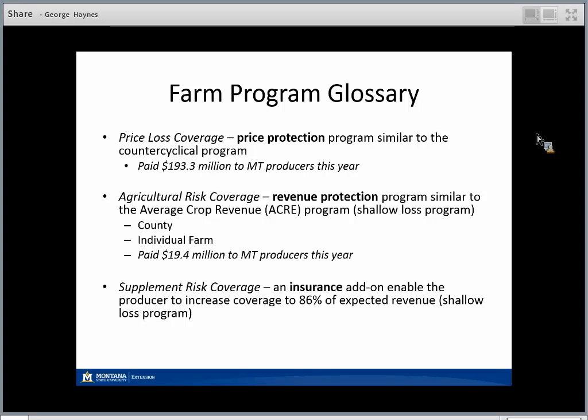The third piece of that was supplemental risk coverage, and there's very little of this sold in Montana, but essentially it's just another insurance product. It essentially enabled producers that bought crop insurance to have some small component added on, which would cover up to 86% of their expected revenue. But for many producers, that probably increased the coverage by 10% or maybe a little less than that in a lot of cases. So not very much interest in that, so we're not going to talk about supplemental risk coverage.